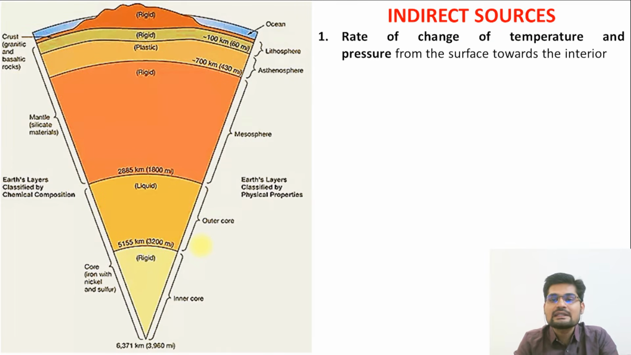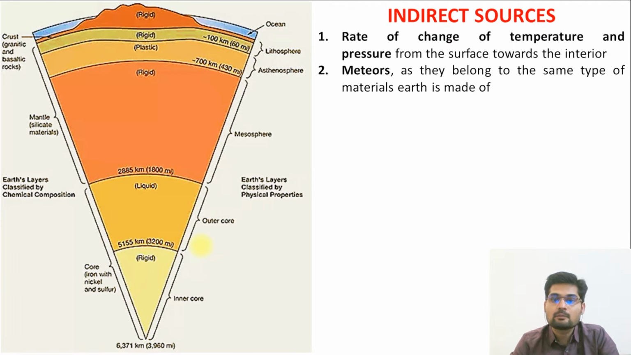Now let's learn about the indirect sources. When we talk about indirect sources, the first important thing is the rate of change of temperature and pressure. This is an important source of information that we get from studies of the rate of change of temperature and pressure. Then meteors. Why meteors? Because we have already studied the origin of the universe, the solar system and the Earth. So meteors or the other celestial bodies are part of the same universe. When we study meteors, it can also give us information about the primordial matter of which the Earth is made. So that is why it becomes important.